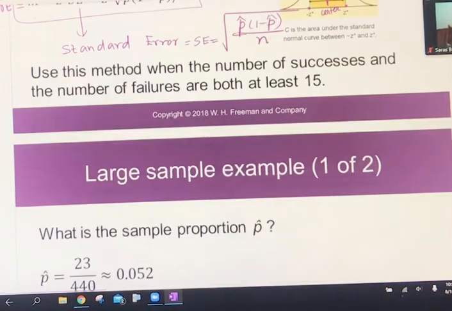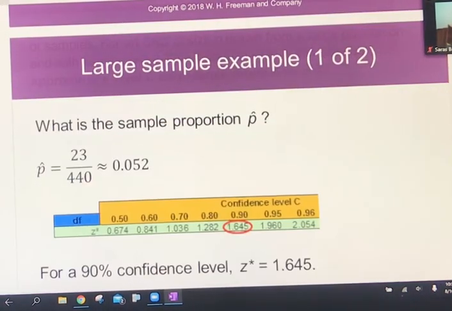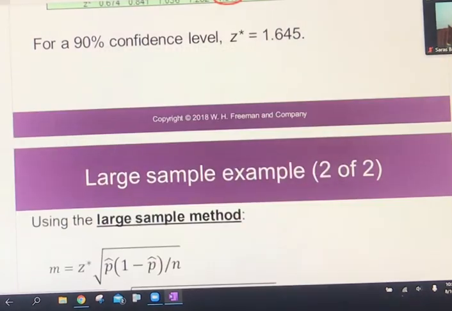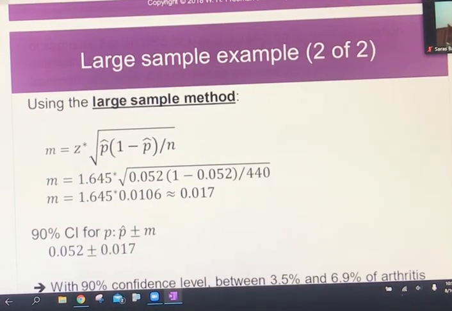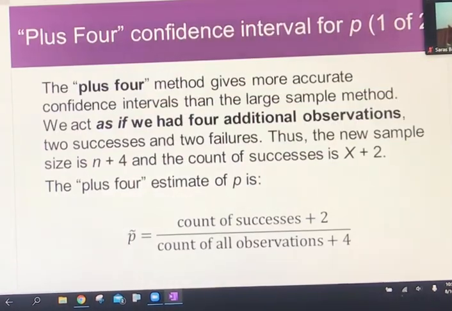All right. So now we will see the other method, which is going to be the plus 4 method, because we are all comfortable with the other limit, which is p hat plus or minus z star square root of p hat times 1 minus p hat over n. So we are all good. Okay, so the next one is the plus 4 method. This is pretty new, and we will see this one.